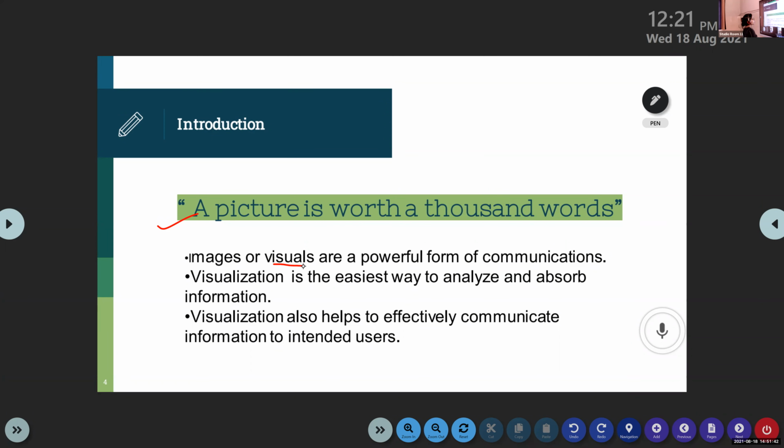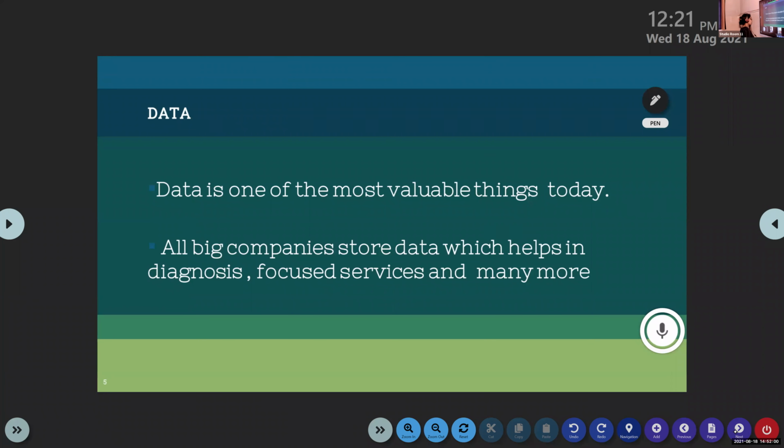So images and visuals are a powerful form of communication. You know that. We have gone through many examples in the morning session, isn't it? So visualization helps in effective communication, which helps us to convey our information to other users. So what is data? Raw facts and figures, isn't it? Most of the companies are working with data. So this data can be represented using different visuals, right? We have gone through some of the examples. Grishma, can you just explain?